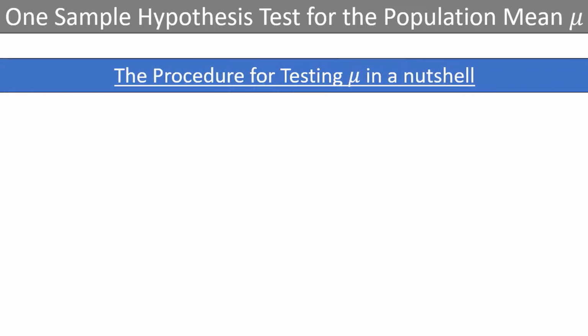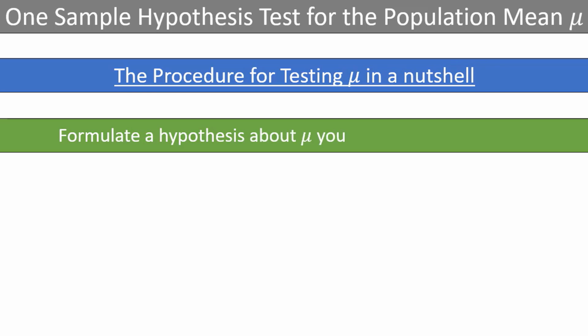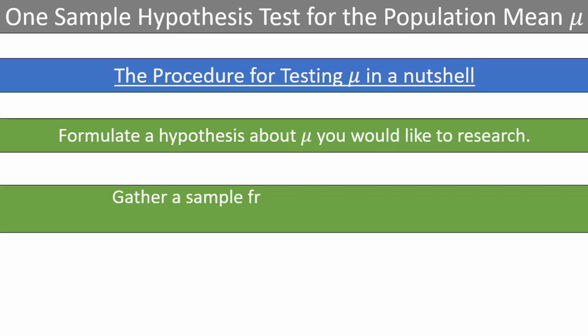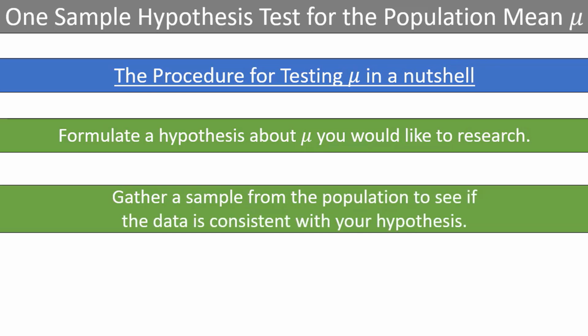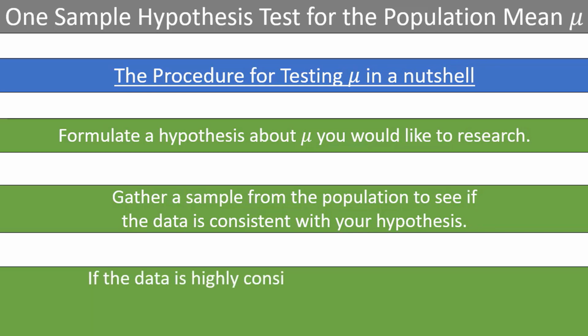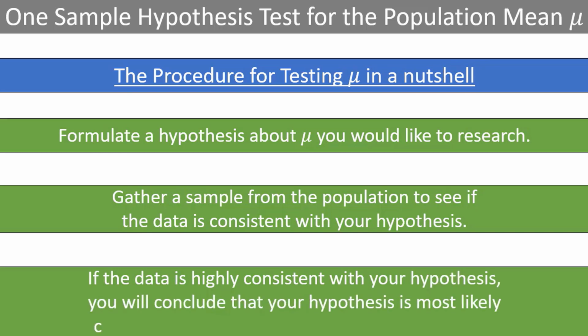The procedure for testing a mean, in a nutshell, is to formulate a hypothesis about the population mean of some variable that you would like to research, and gather a sample from the population to see if the data is consistent with your hypothesis. This includes calculations involving probability and statistical distributions. If the data is highly consistent with your hypothesis, you will conclude that your hypothesis is most likely correct. Otherwise, you will dismiss the hypothesis.